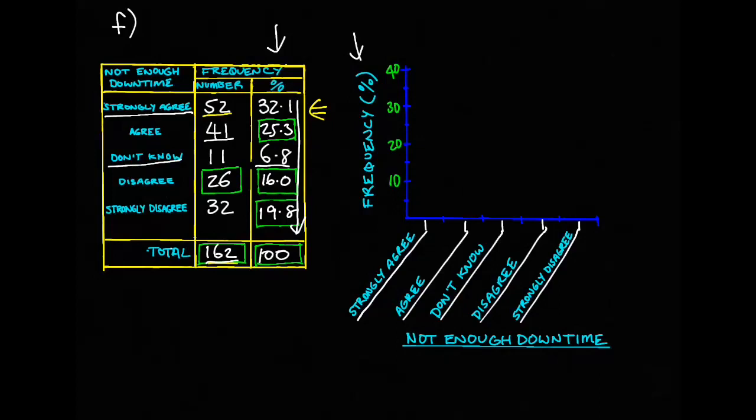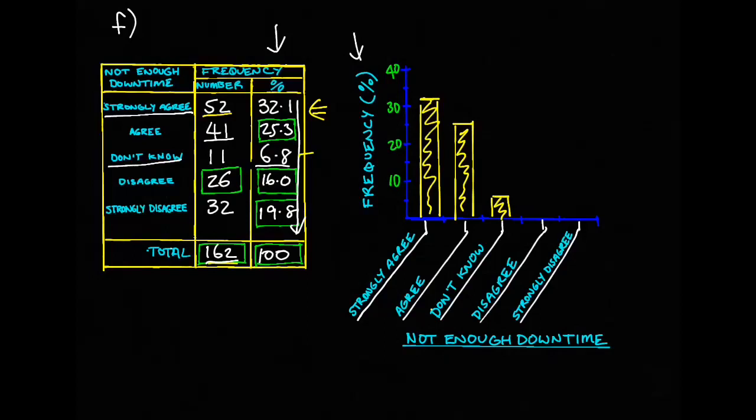So looking at the strongly agree, we've got 32.1, so it's around about here. Draw in your column. For agree, we've got 25.3, so 20, 25 is there, so 25.3 is about there. Drawing in your column, that's about what you'll get. For don't know, we've got 6.8, so this is around that point there. Drawing in your column for that variable.